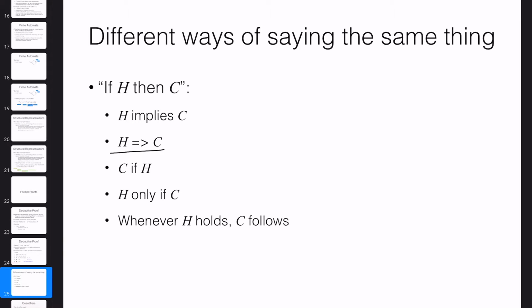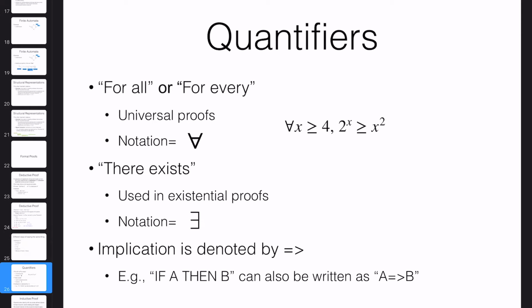Or you can write it as C if H, which tells you that C is true if H is true, which is exactly the same thing as saying if H is true, then C is true. The other form is H only if C, which means that H is true only if C is true. Or whenever H holds, C follows. These formats don't really matter. I just wanted to remind you that you can rewrite a theorem in different forms. All of them are equivalent.